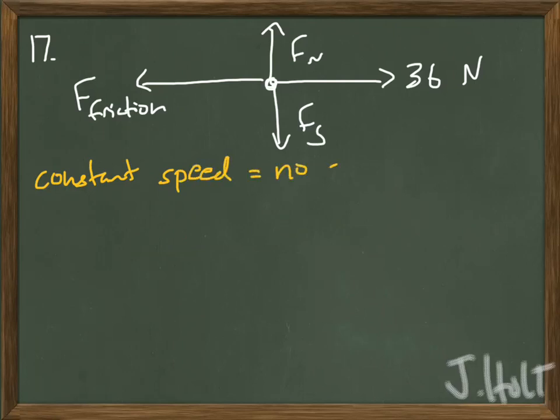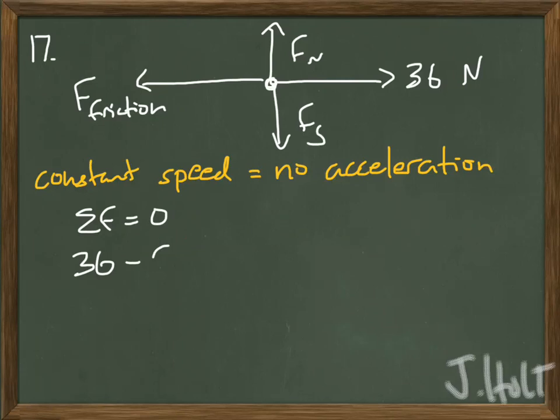Well, what does that mean? Constant speed means no acceleration. So if we have no acceleration, then the sum of the forces is going to equal 0. So in the sideways direction, or in the x direction, 36 to the right minus the force of friction to the left has to equal 0. Or in other words, 36 is going to equal the force of friction.